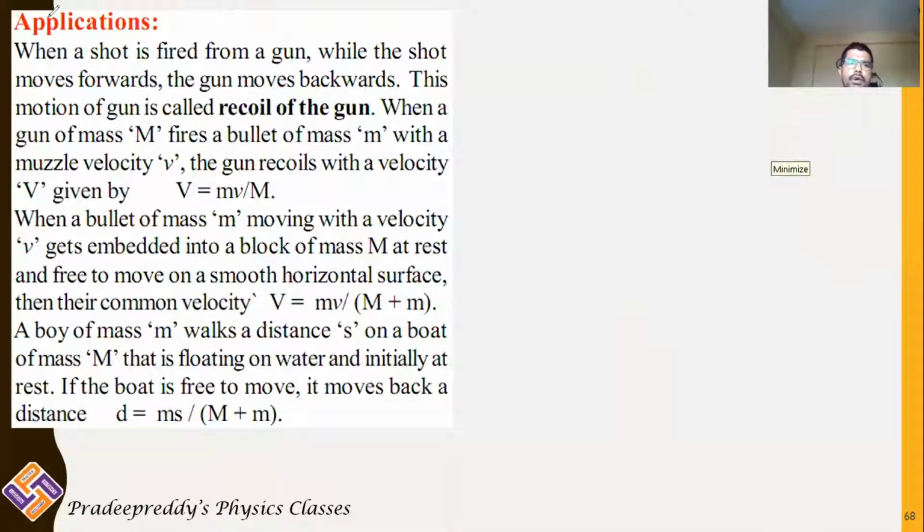There are a few applications based on the law of conservation of momentum. One by one, I will explain in detail. Pay attention. Look here. Let me consider a gun.